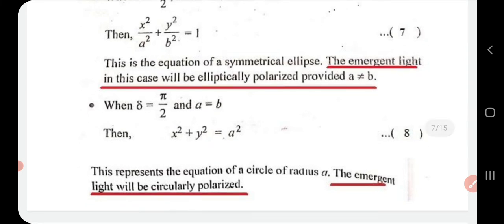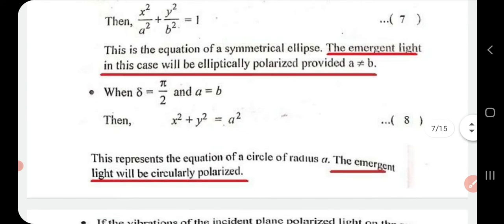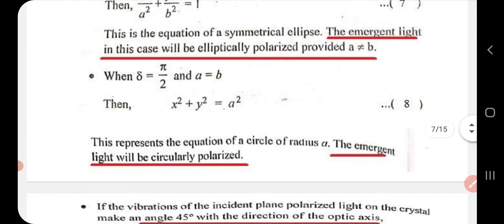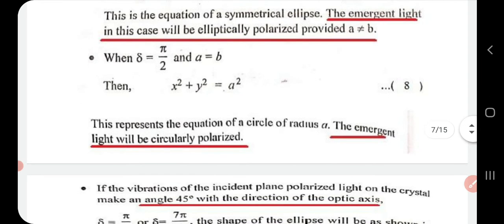Now if a is equal to b with path difference as 90 degree, then x square plus y square equal to a square. This is nothing but equation of a circle of radius a. So emergent light will be circularly polarized.